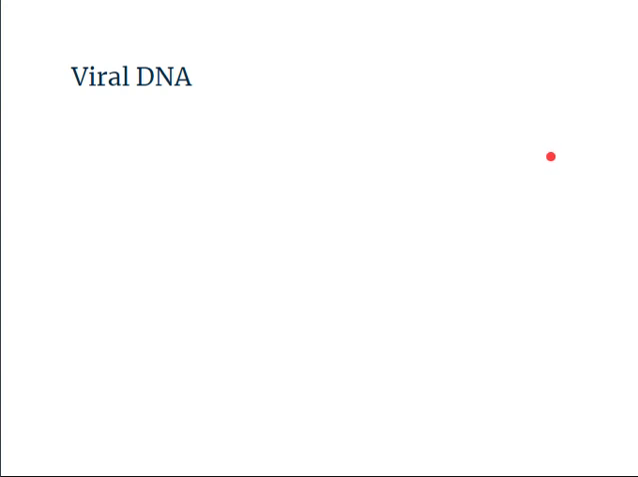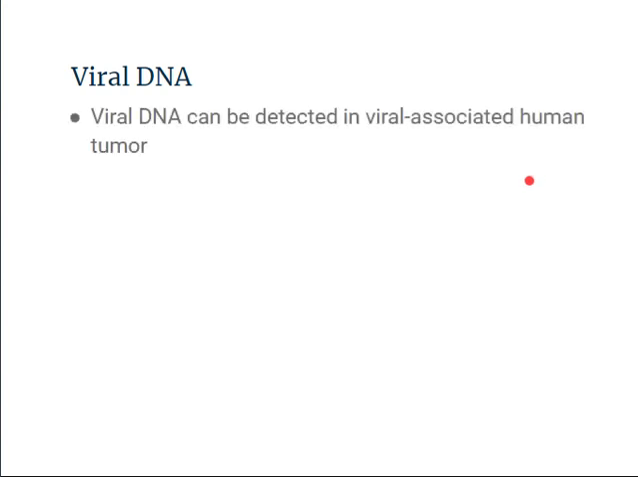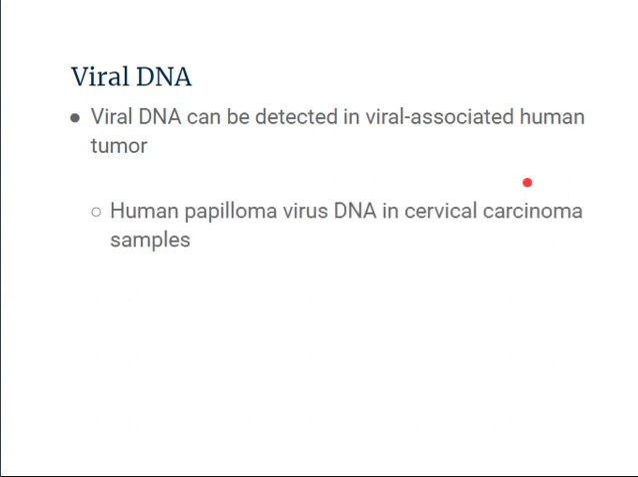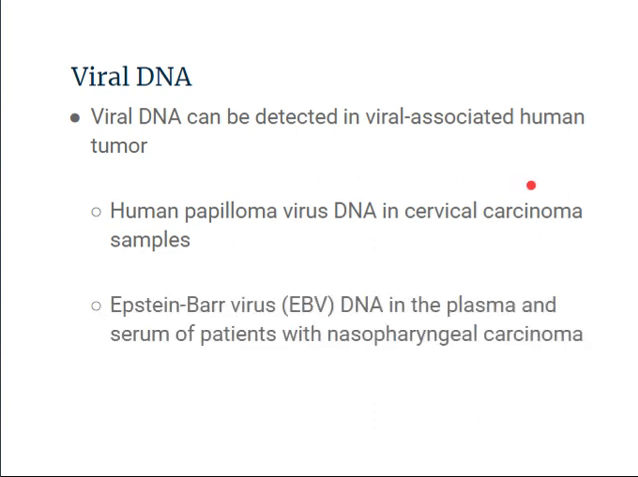The last one we will talk about is the viral DNA, which can be detected in virus-induced human cancers. For example, human papillomavirus DNA is found in cervical carcinoma samples. Hence, HPV DNA is a good marker for detecting the occurrence of cervical cancers. Epstein-Barr virus DNA in the plasma of patients with nasopharyngeal carcinoma is another example. These markers can be used to monitor response to therapy as well as tumor recurrence.